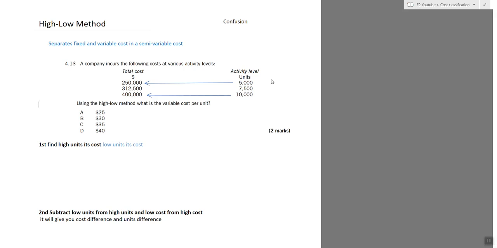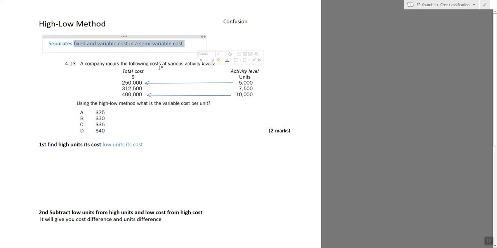We have a topic called the Hi-Lo Method or Hi-Lo Points Method, which is used to separate fixed and variable cost in a semi-variable cost. Remember, a semi-variable cost is a cost that has both a fixed cost and a variable cost element in it. I have an example here. Using the Hi-Lo method, what is the variable cost per unit?